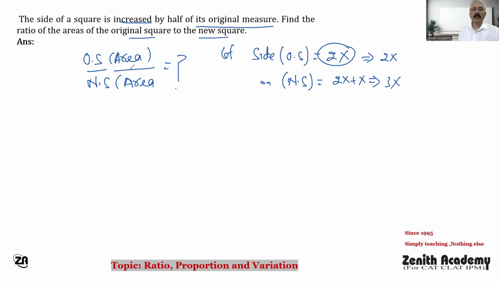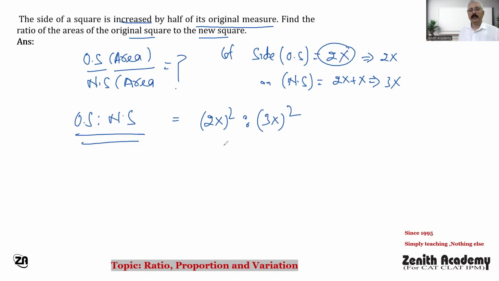So now the area, and you know the area of a square is the square of its side. So this is the ratio between the original square's and the new square's area. It is 4x squared to 9x squared, x squared cancels. The answer is 4 is to 9.